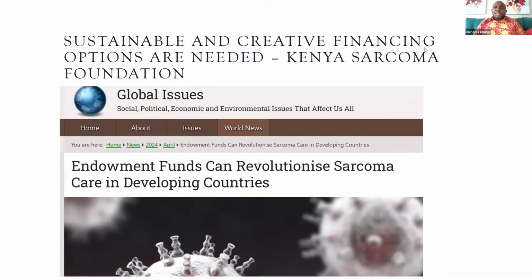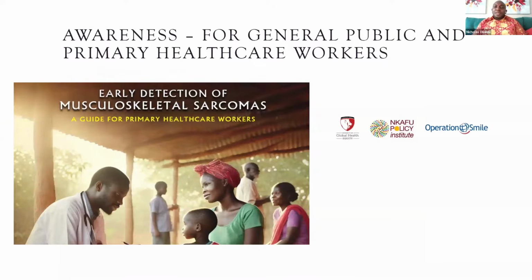And so we are in the process here in Kenya of setting up a Kenya Sarcoma Foundation, which will be a trust that will handle financing and care of these patients. And we hope that we can get support for that. And we've mentioned that we are working on improving awareness, both among the general public and even in the primary care setting. And very soon we'll be releasing a training manual for primary healthcare workers and another one for awareness in schools and universities where our target age group, the highest number of sarcoma patients, will present.